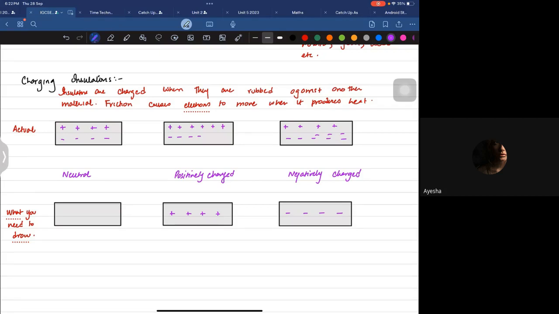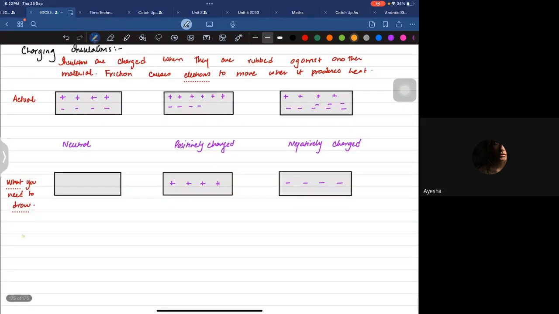Now I want to tell you a very, very important thing that you guys should always remember. It's basically the golden rule of this chapter, and that is: only negatives can move. Positives cannot move. Right? So you guys need to remember this. Only negatives will move. Do not say that positives are moving.